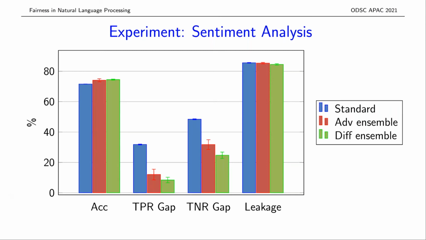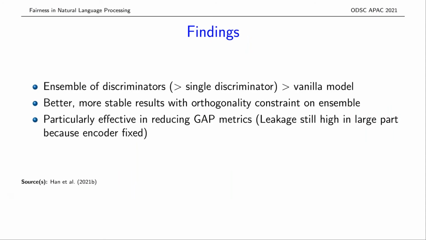If you look at the error bars, the absolute values improve, accuracy goes up, gap comes down, leakage comes down, as we add in this orthogonal constraint. So it definitely seems to be effective. And I didn't include the results for the single discriminator, but always better than a single discriminator.